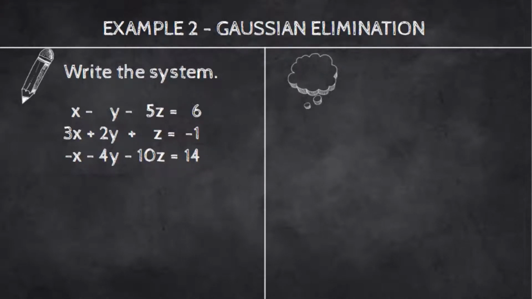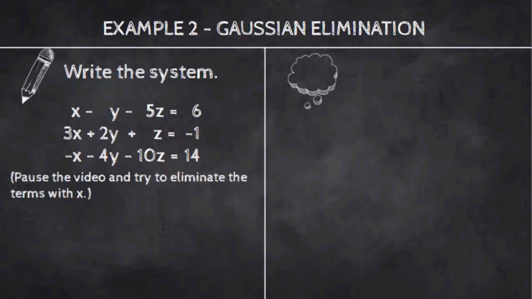Example 2. Let's write this system. x minus y minus 5z equals 6. 3x plus 2y plus z equals negative 1. Negative x minus 4y minus 10z equals 14. Now let's pause the video and try to eliminate the terms with x. When we come back, we'll see how well you did.